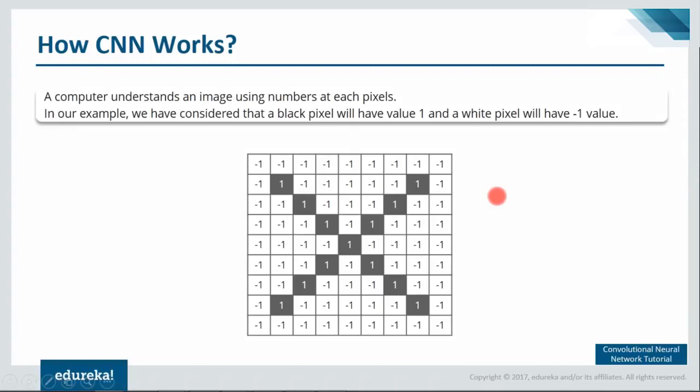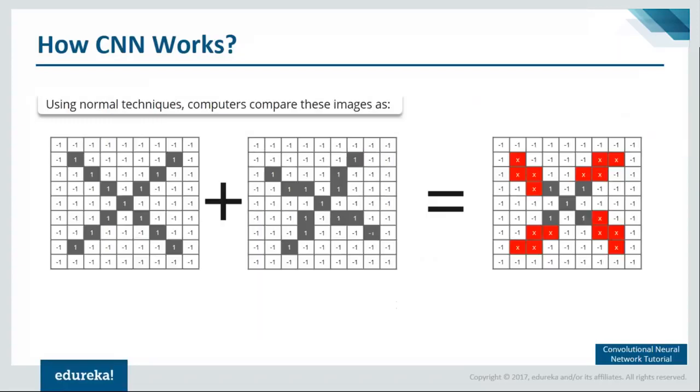Now what we are going to do is, we know that a computer understands an image using numbers at each pixel. So whatever white pixels we have, we are going to assign a value -1 to it, and whatever black pixels we have, we are going to assign a value 1 to it. When we use normal techniques to compare these two images, one a proper image of X and another a deformed image of X, we got to know that a computer is not able to classify the deformed image of X correctly. Why? Because it is comparing it with the proper image of X, right?